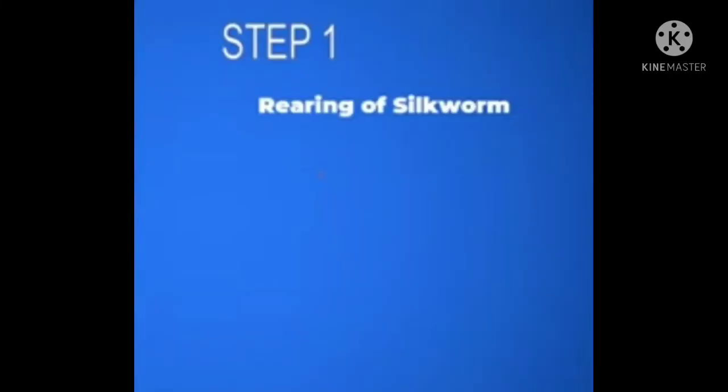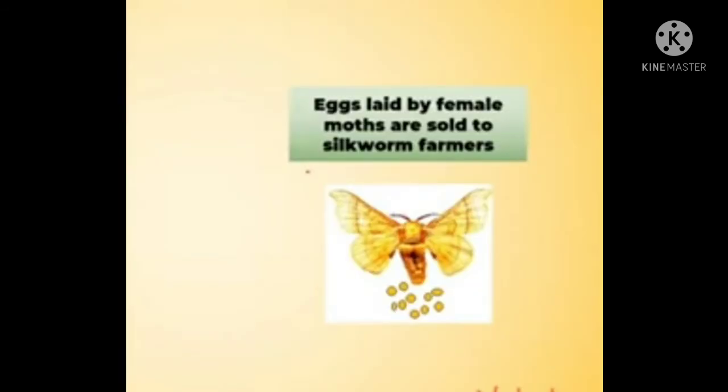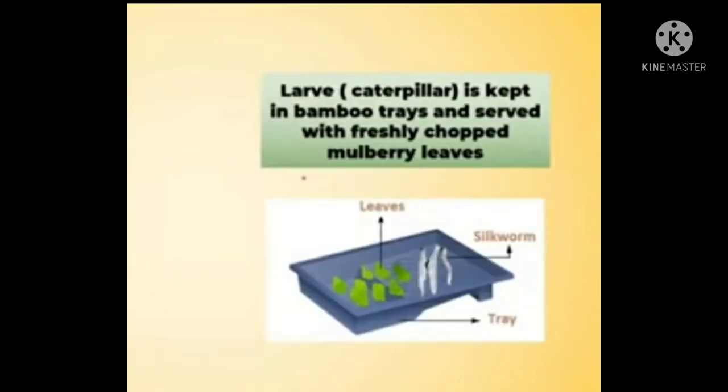The processing of cocoon to silk undergoes two steps. Step 1 is the rearing of silkworm. Here, the female silk moth lays hundreds of eggs at a time. These are stored on strips of cloth or paper and sold to silkworm farmers. The farmers keep eggs under suitable conditions of temperature and humidity. The eggs are warmed to a suitable temperature for the larvae to hatch from eggs.